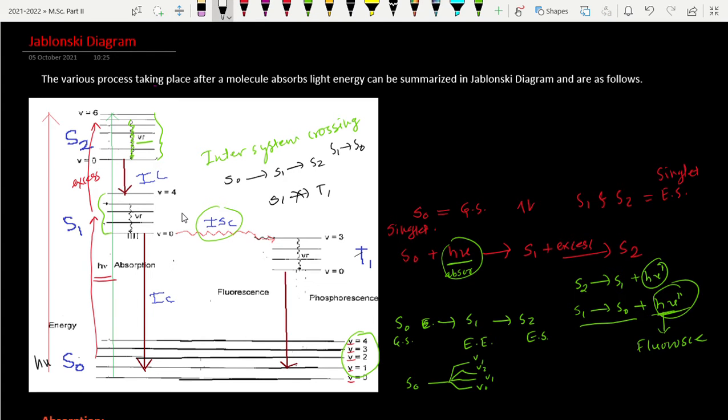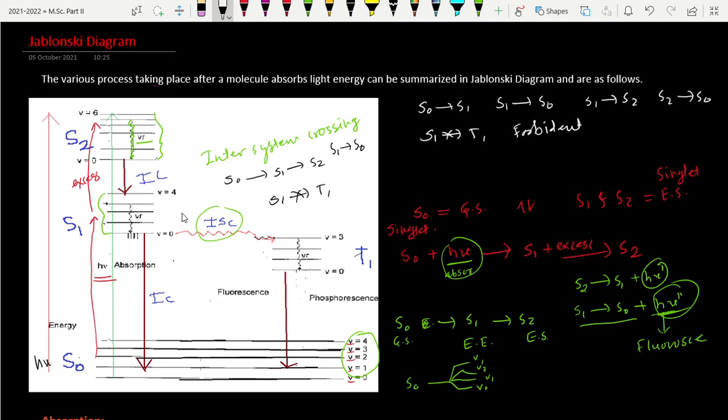So S0 to S1 is allowed, S1 to S0 is allowed, S1 to S2 is allowed, or S2 to S0. These are the spin-allowed transitions. But S1 to T1 is not allowed. This is known as forbidden according to the spin selection rule.